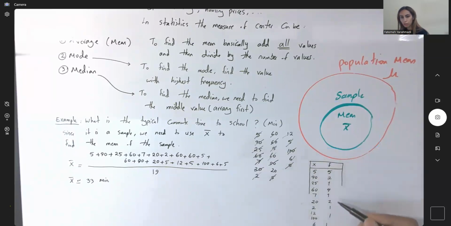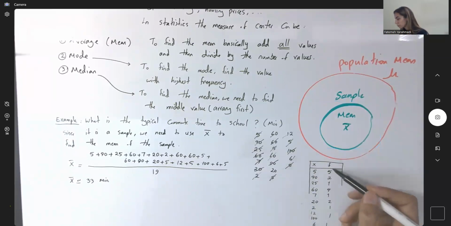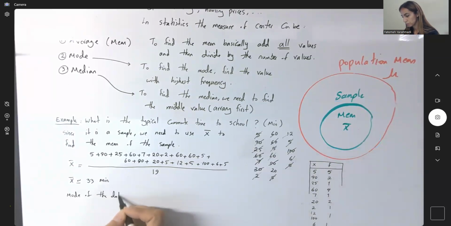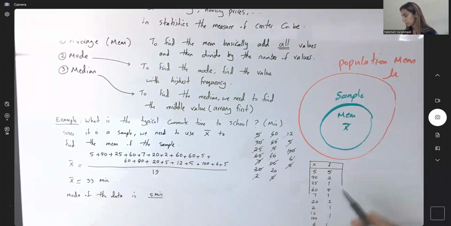So based on the frequency that you see, the highest frequency is 5 minutes. So you're going to say that, hey, I found the mode. Mode of the data is 5 minutes. 5 students in class take 5 minutes to get to school, right?